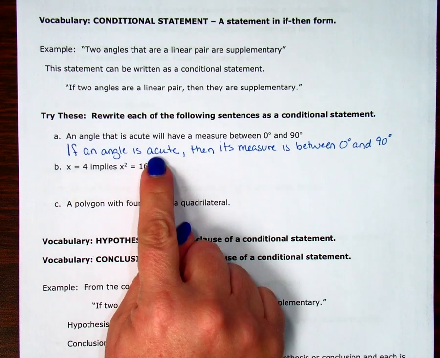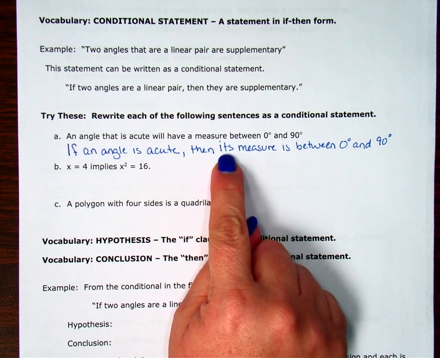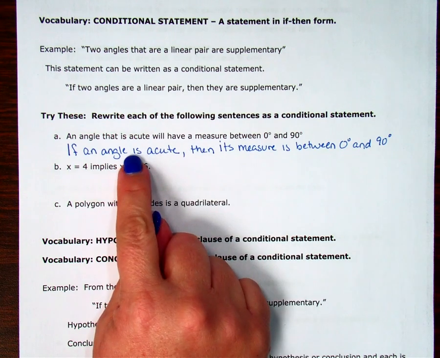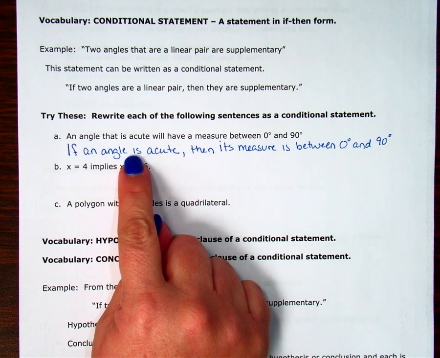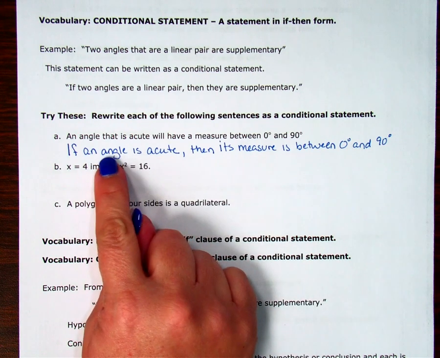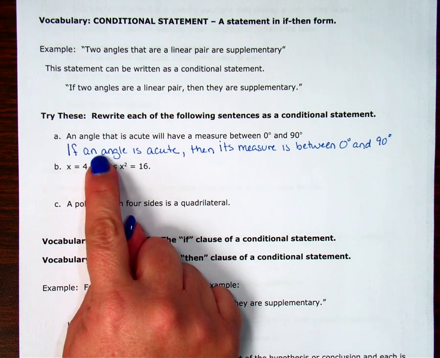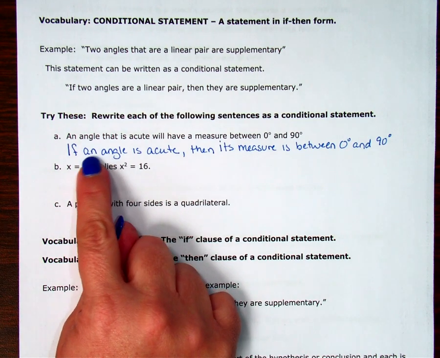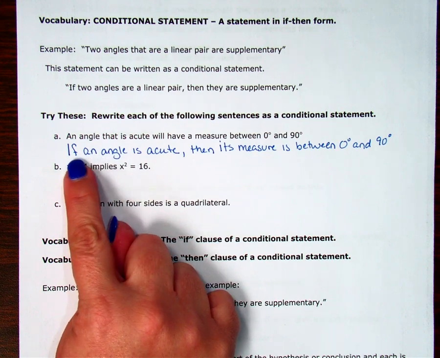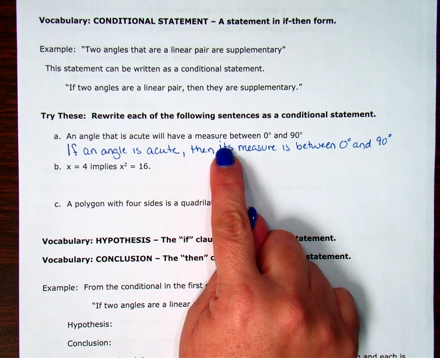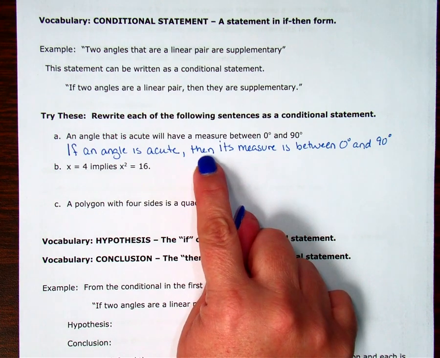Notice I have, if an angle is acute, then its measure is between 0 and 90. So I know up here that I'm talking about an angle. It's real tempting for us to sometimes say, if it's acute, then its measure is between 0 and 90. But that's not a complete sentence because nowhere do I have an actual subject, right? So make sure in your hypothesis you never use words like it's, they, their. Never use something vague in the first part that comes after the if. You can only use words like it's, they, their when you are in the second part after the word then.